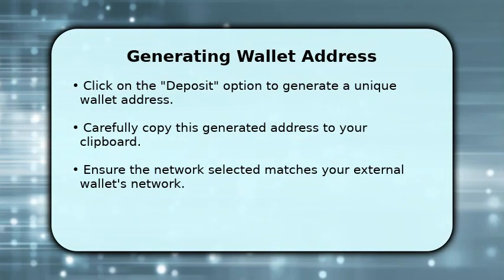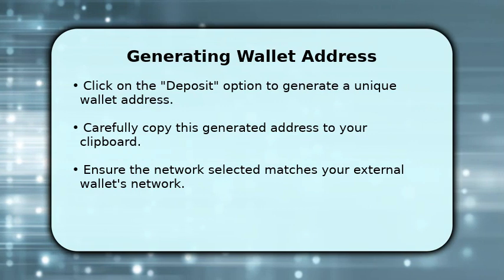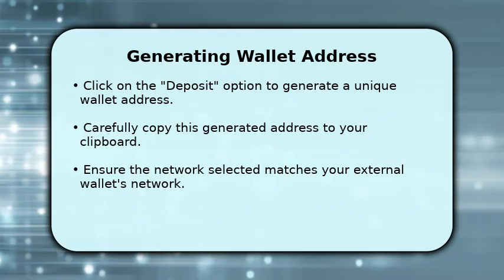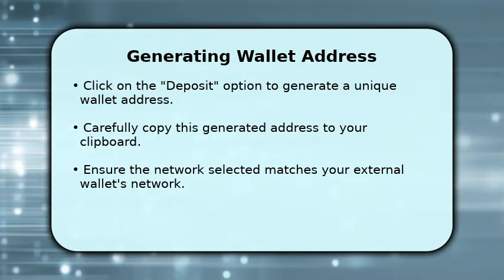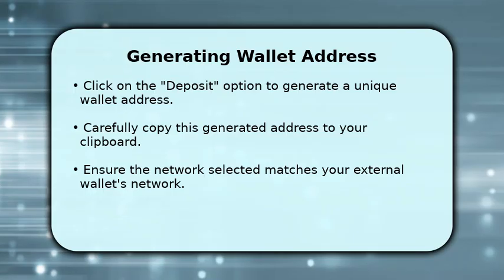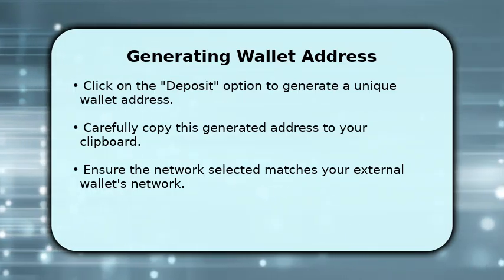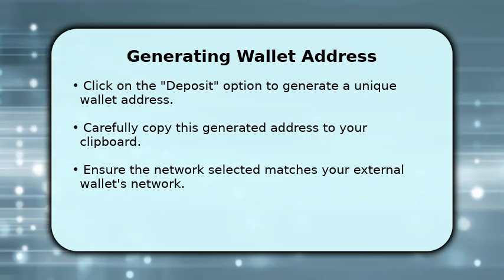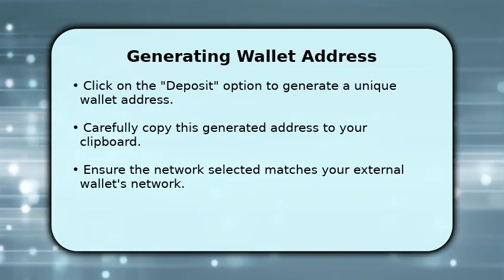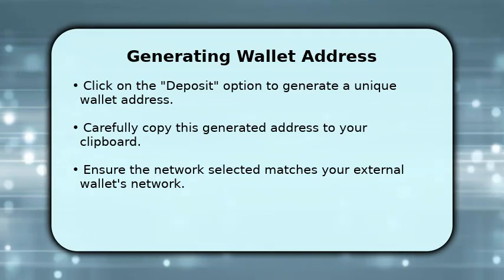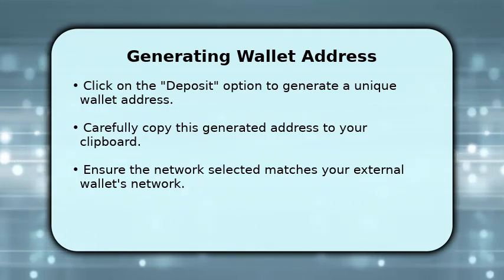After selecting your cryptocurrency, click the Deposit button to reveal your unique Kraken wallet address. This address is a string of alphanumeric characters, essential for receiving funds. It is vital to copy this address precisely, perhaps using the copy icon provided. Double-check that the network, such as ERC20 for Ethereum, aligns with your external wallet to prevent any loss of funds.